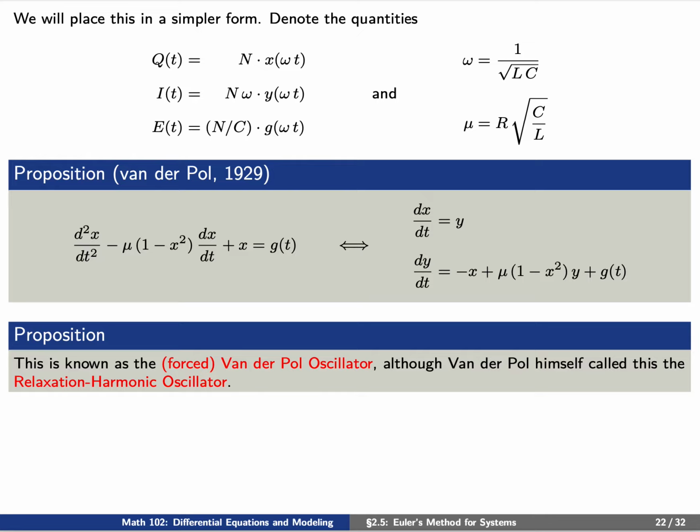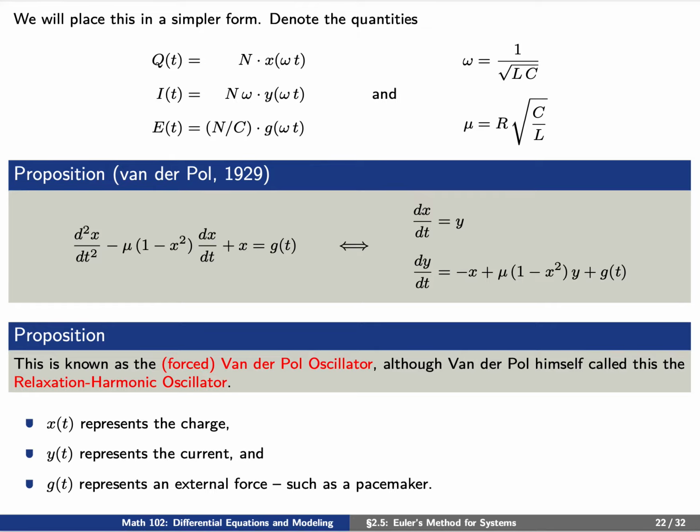Please notice that if mu equals 0, then this is the same as saying that there is no resistance, and we find just the harmonic oscillator. That is, d squared x dt squared plus x essentially equals 0. So this here is a generalization of the harmonic oscillator. We'll come back and discuss this a little bit more in just a moment. Intuitively here, x of t represents the charge, y of t represents the current, and g of t represents an external force, such as, let's say, a pacemaker.